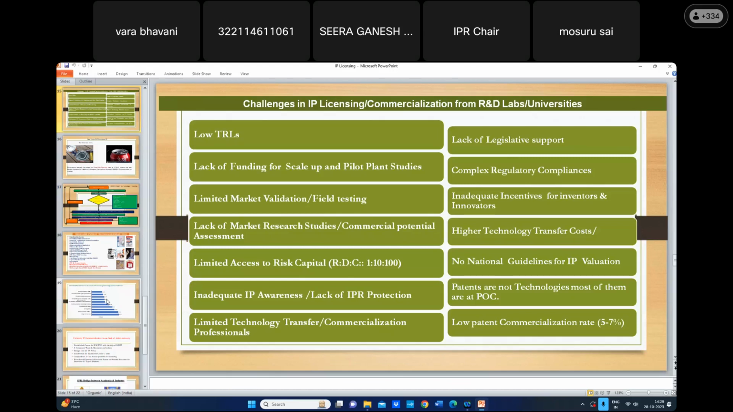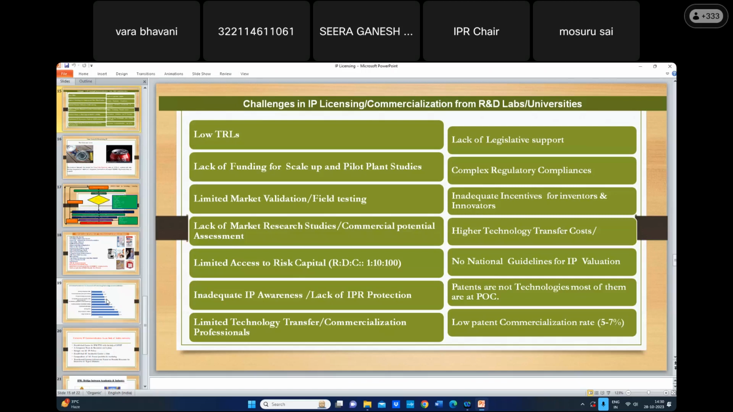And inadequate IP awareness, lack of IPR protection, is also a problem. Countries like China and the US have huge awareness there. They file a large number of patents every year. For example, China files 15 lakh patents. In India, we have just now reached about 1 lakh patent filings. Where 15 lakhs, where 1 lakh. In terms of population, we are in fact much ahead of China now. But our rate of filing patents itself is very low because of lack of awareness, lack of resources, and limited technology transfer and commercialization professionals.